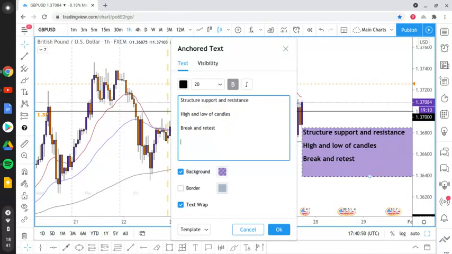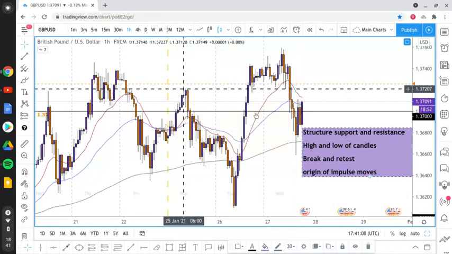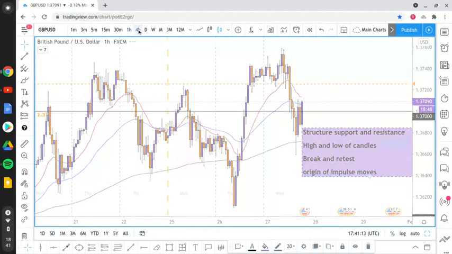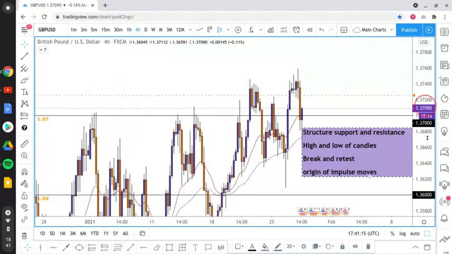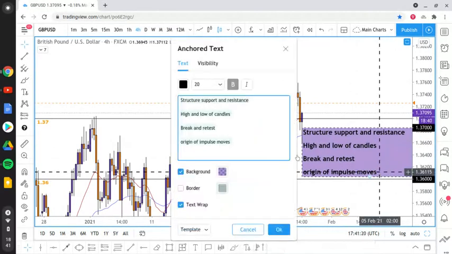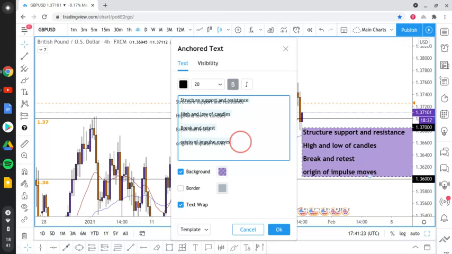So structure, support, and resistance, high and low of candles, and origin of impulse moves, which are usually going to be basically support and resistance as well. And yeah, that's all I can think of right now. So let's just look at a time frame. And round numbers. Round numbers are key levels as well, now that I remember it. I'll just be adding different things as I go.